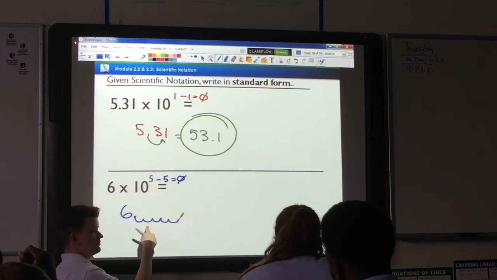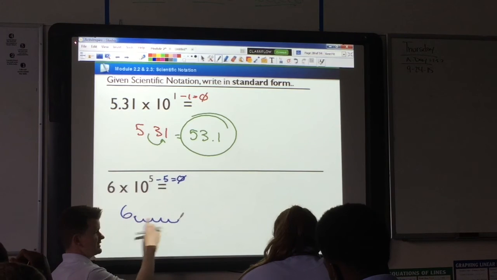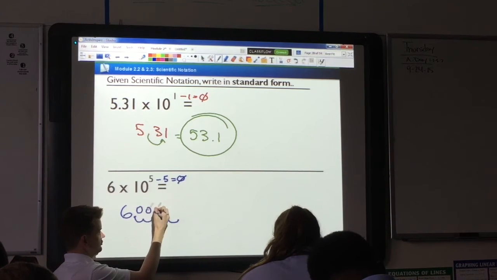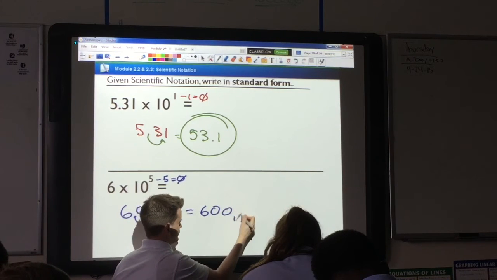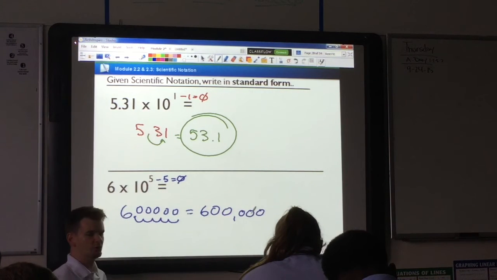Let's see if that works. 1, 2, 3, 4, 5. That got smaller, that's getting bigger. That works. What goes in the gaps? Zeros. 1, 2, 3, 4, 5 zeros. And this becomes 600,000.